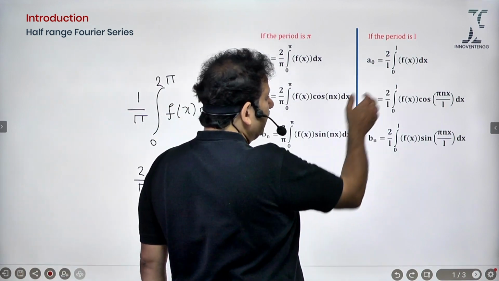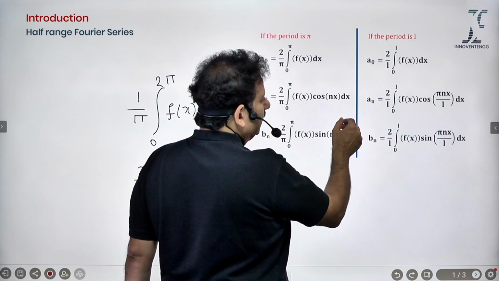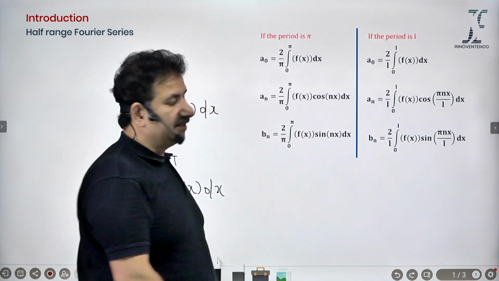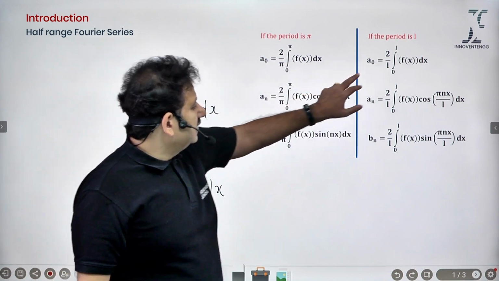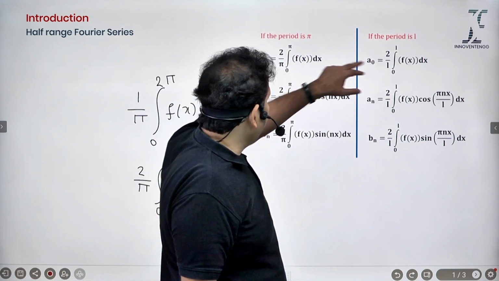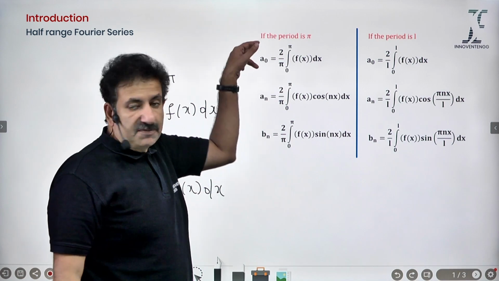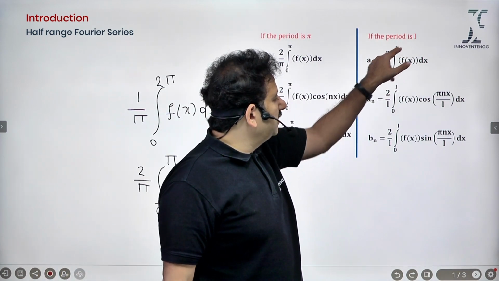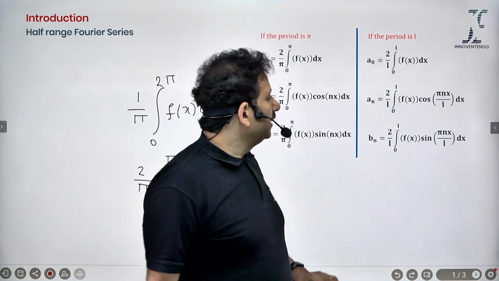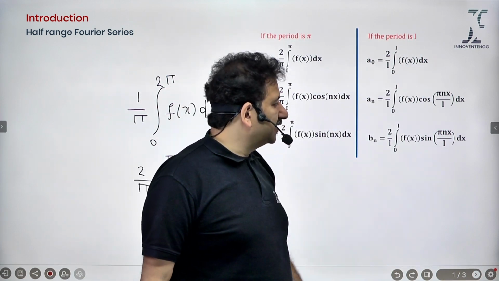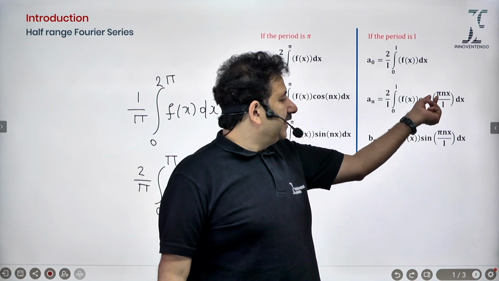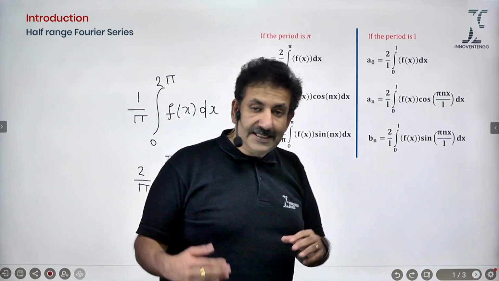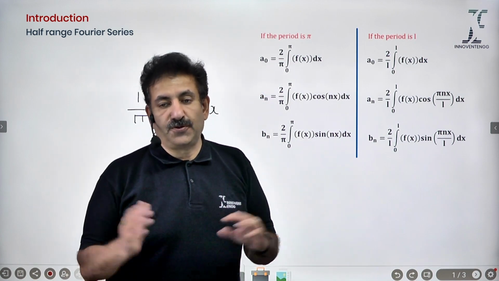And if you look at the generalization, that is, if you are looking at a range of 0 to L, you can see the same pattern of changes. It used to be 1 by L, it has become 2 by L. It used to be 1 by pi, it has become 2 by pi. And the limits, it used to be 0 to 2L, now it is 0 to L. But the integrands remain absolutely the same. And the only thing is nx, earlier we used to multiply by pi by L, and here it continues to be the same. There is no other change.